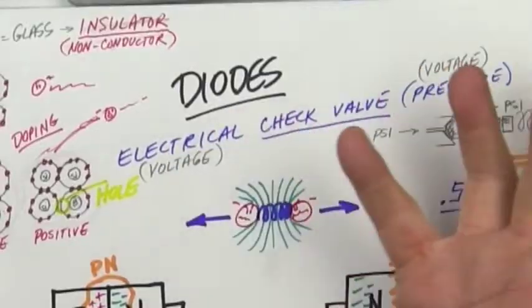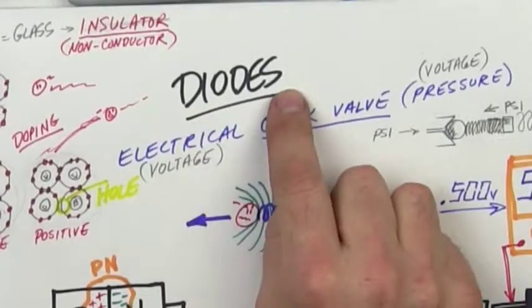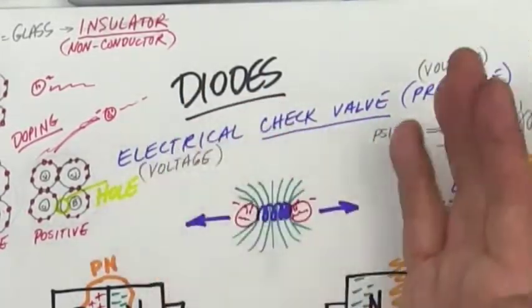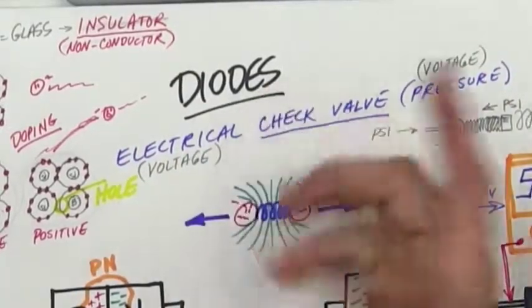Okay, so let's review here. Diode literally means two nodes. Di means two. They didn't call it a dinode, they called it a diode, triode, cathode, anode. It's the word node, meaning a point.